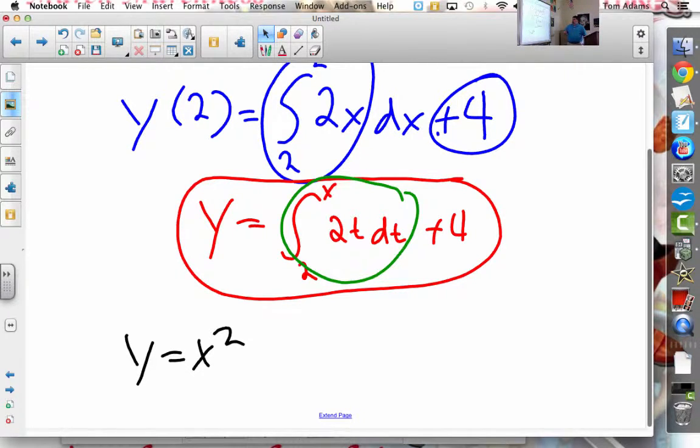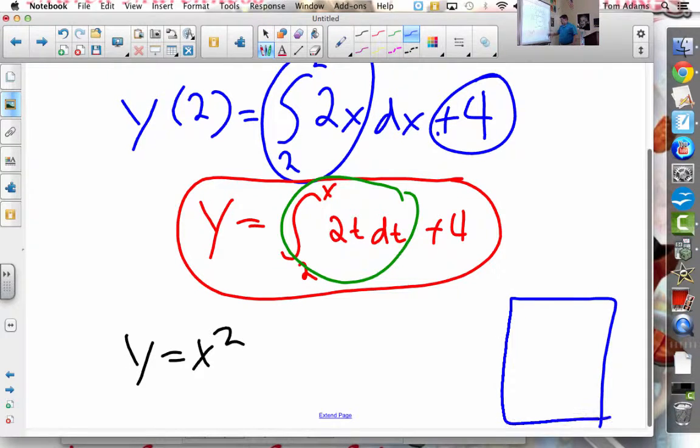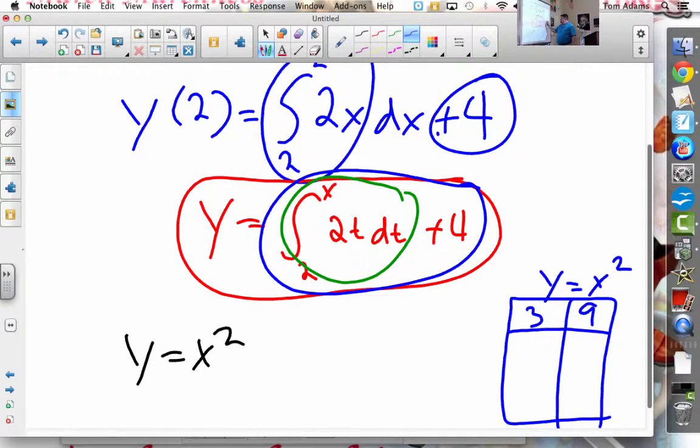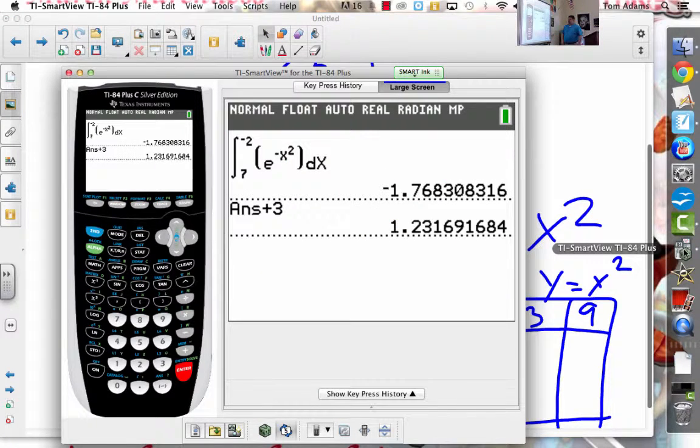So, if I take y equals x squared and I let x equal 3, what should my y value be? 9, right? So I'm saying that this is the same as x squared, right? All right, so now let's do something on the calculator.